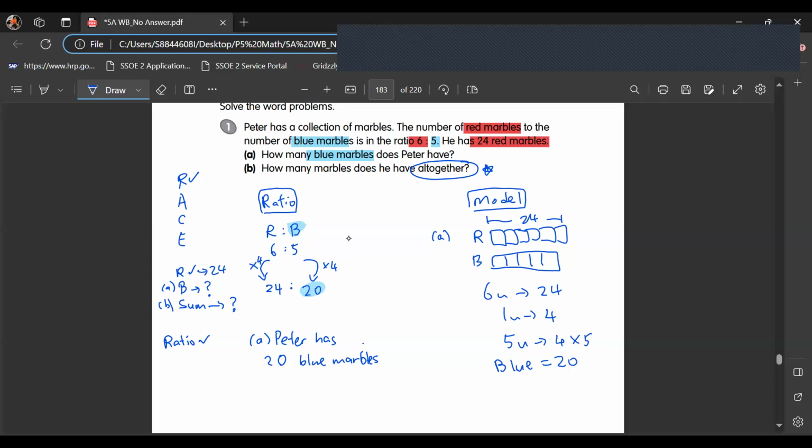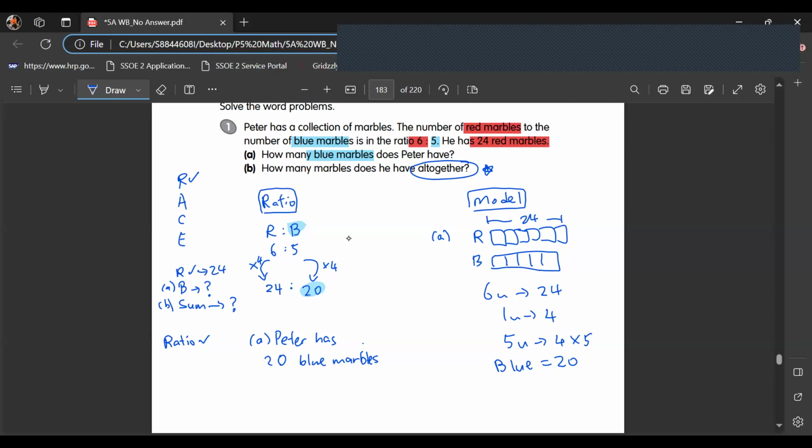Now, looking at this right away, at one look, how many of you say that, hey, the model looks very familiar, like the unitary method. I've been doing models for a long time, and the ratio looks a bit new. So looking at this so far, can you understand both? Not too difficult.